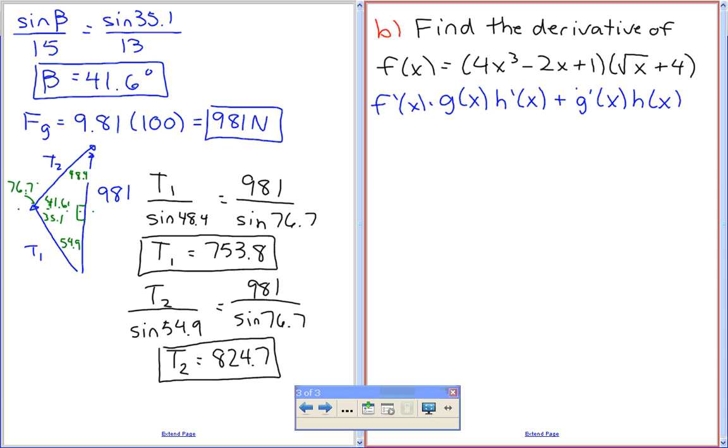I'm going to leave this as 4x cubed minus 2x plus 1. What is the derivative of root of x plus 4, please? Close. It's 1/2 root x. That's going to be that. Now, the reason that happens is that's like x to the 1/2, right? The 1/2 comes down, and then 1/2 changes to negative 1/2.